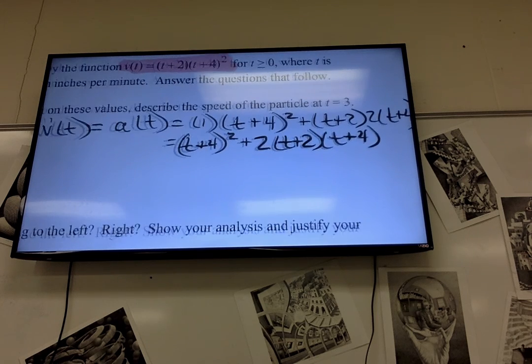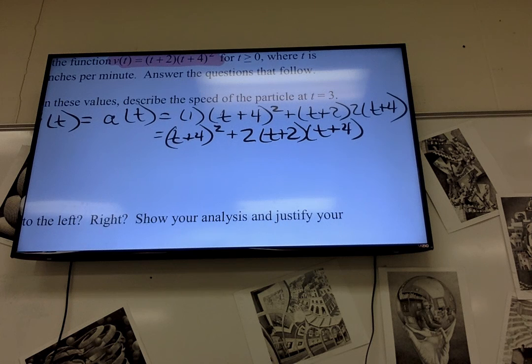That's good. So then we plug in 3. So 7 squared plus 2 times 5 times 3 plus 4 is 7. So 49 plus 7, and 19. Yep. And since this is acceleration, it's inches per minute squared.